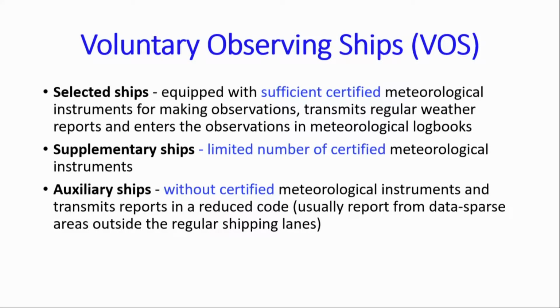And the next platform is voluntary observing ships. Voluntary observing ships are basically ships operating in the ocean, such as container vessels and others. They monitor weather information, and some of the vessels have an automatic weather station mounted. Some of the instruments have only a limited amount of observations, and some of the ships have visual observations. They are classified as selected ships, supplementary ships, and auxiliary ships.